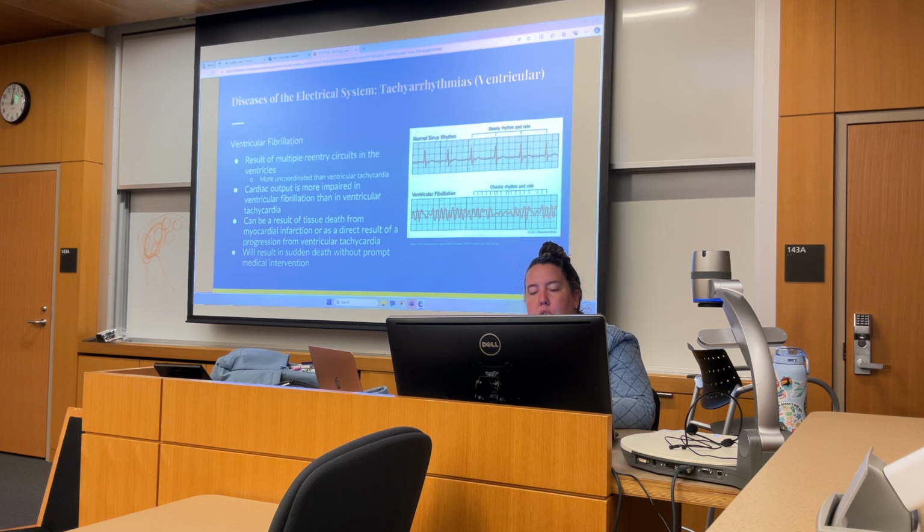It can be a result of tissue death from myocardial infarction or as a direct result of a progression from ventricular tachycardia. So you can go from having ventricular tachycardia to having ventricular fibrillation. It will result in sudden death without prompt medical intervention. So ventricular fibrillation, your ventricles are basically quivering instead of pumping blood out into systemic circulation. You're not perfusing your brain adequately, so it will lead to sudden death.